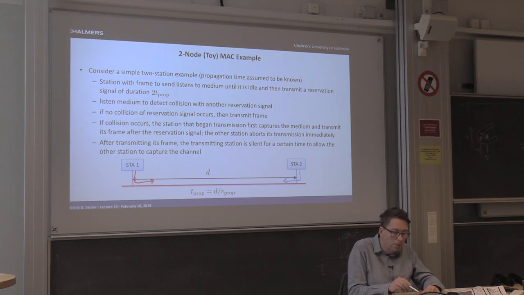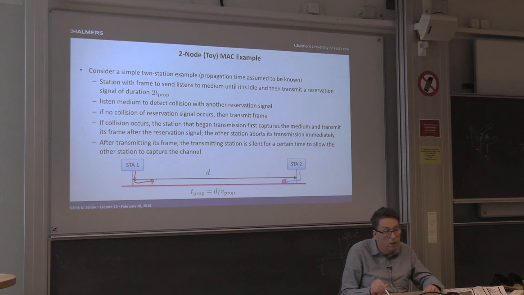Now, station number 1 starts to transmit this signal, and then it listens to the medium to see if there will be another reservation signal colliding with its own. If there is no collision, then things are very good. And then station 1 can, after its reservation signal, just transmit its frame.